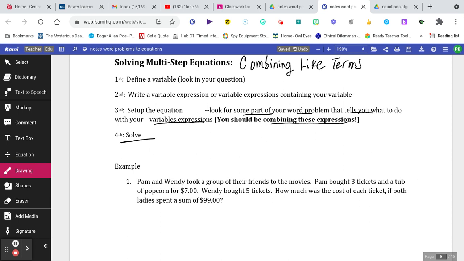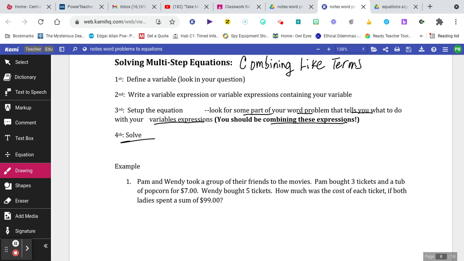All right, so let's look at 1. It says Pam and Wendy took a group of their friends to the movies. Pam bought 3 tickets and a tub of popcorn for $7. Wendy bought 5 tickets. It says how much was the cost of each ticket if both ladies spent a sum of $99. So together, Pam and Wendy spent $99.